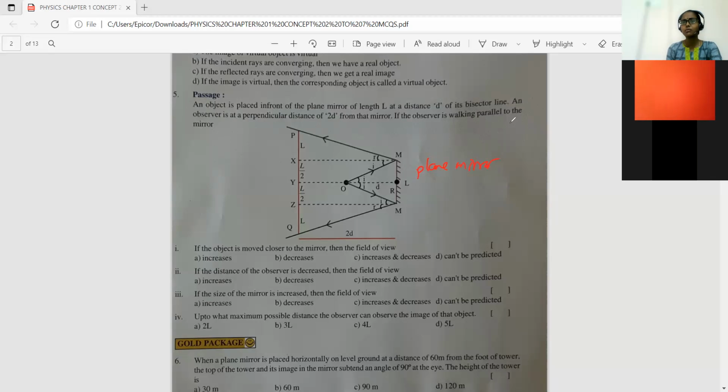If the observer is walking parallel to the mirror, here is a plane mirror and here is the observer. What does the O indicate? O indicates what, children? O is the object, and the observer is here. The observer who was standing here is going to walk parallel to the mirror. This is the mirror. Parallel, just like parallel lines, you know, right? Like this, he is just walking.